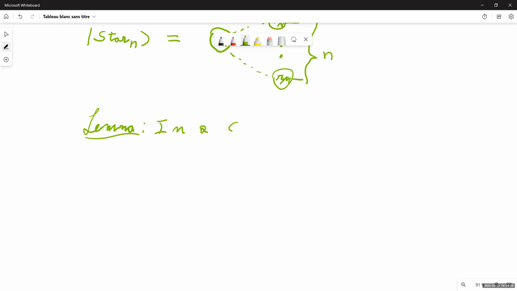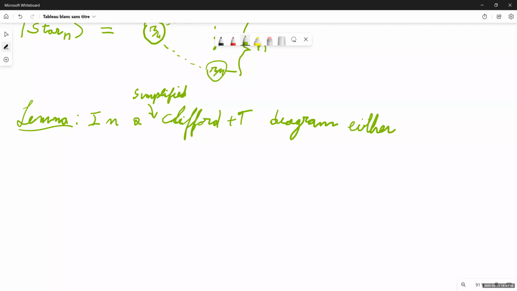Lemma: in a Clifford plus T diagram, simplified, either there exists a cat, or there exists a star, or it is just a number.